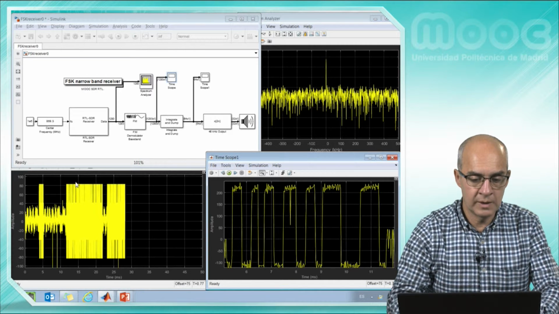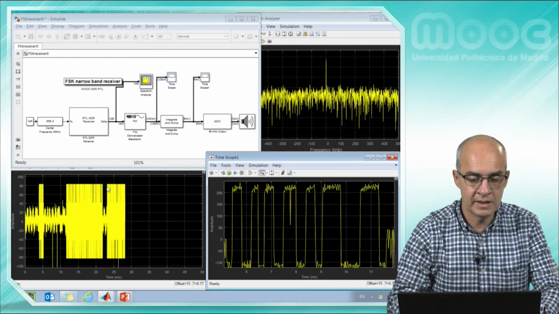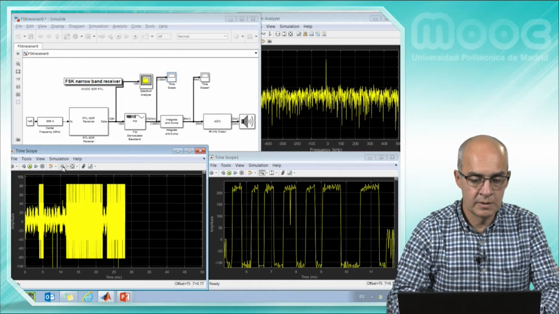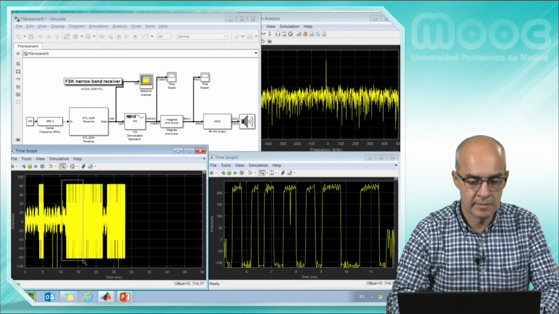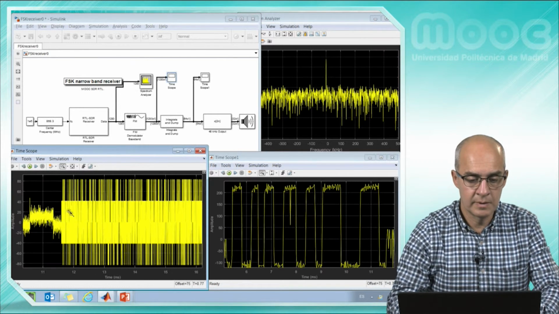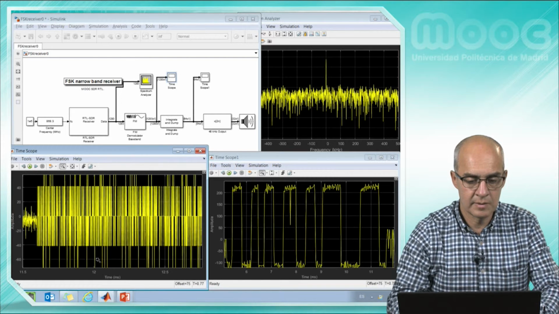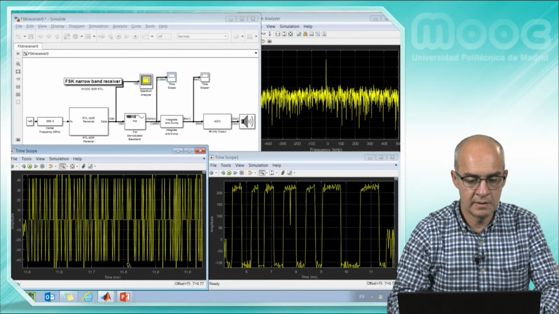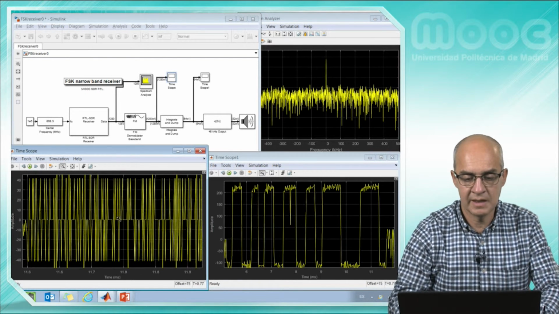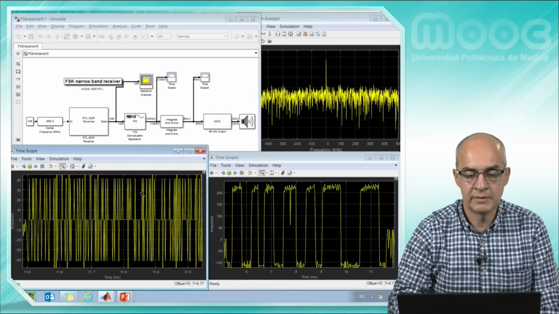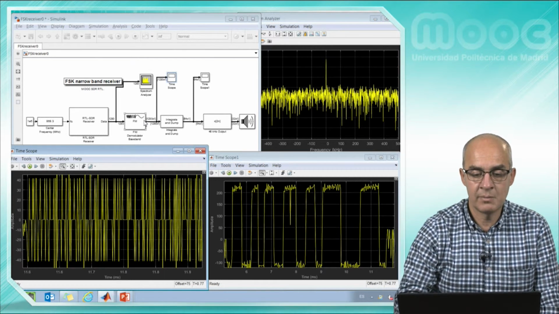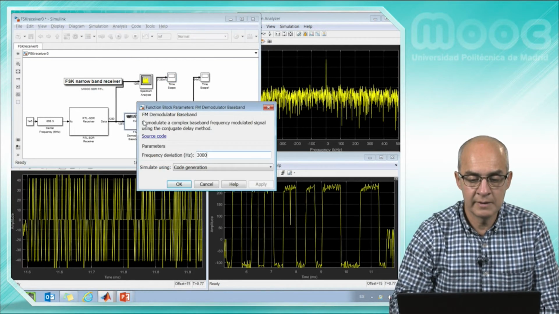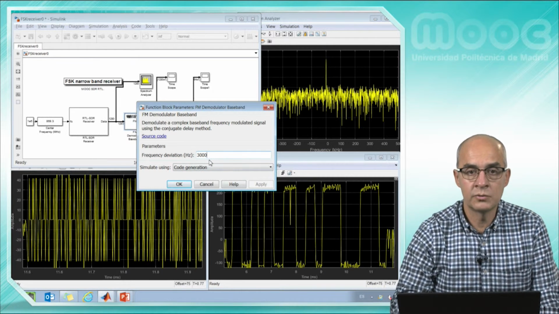If we go to the pre-filter signal at this point, we can make a zoom, and we can see here there is a lot of noise, and it's very difficult to distinguish the signal. This is one of the effects of the narrowband demodulator. We have fit the frequency deviation to 3 kHz.